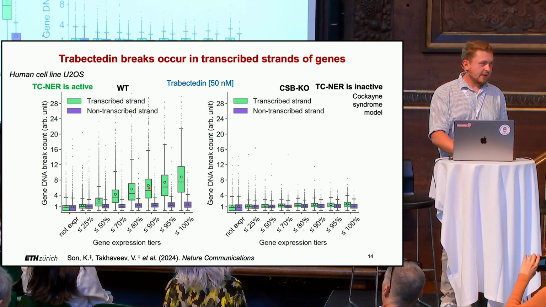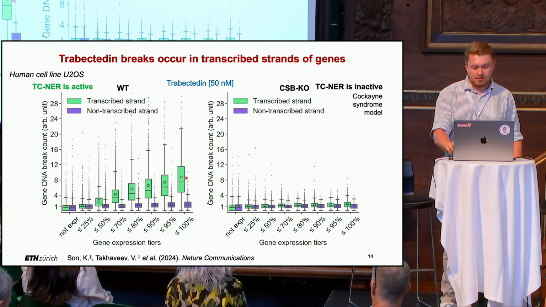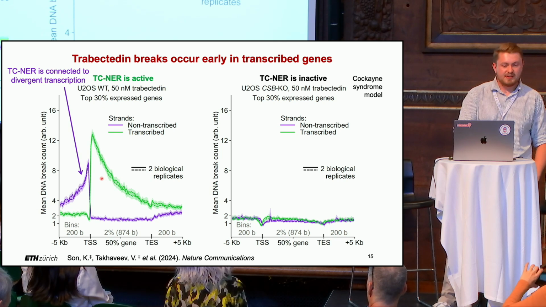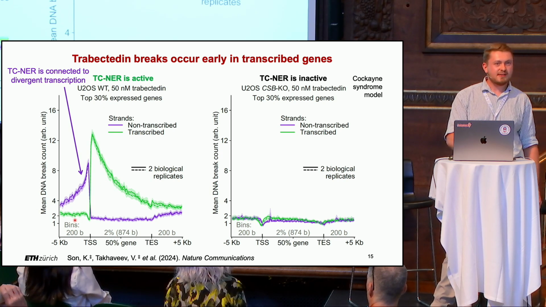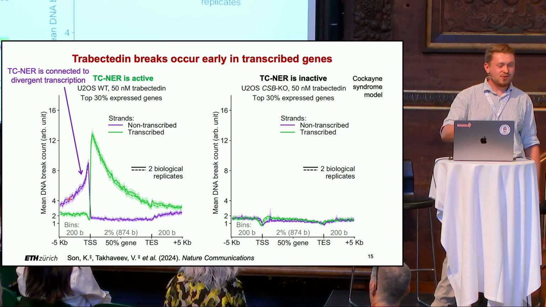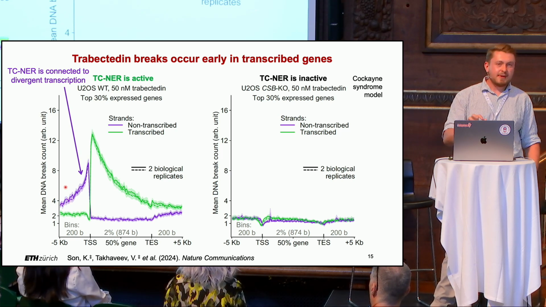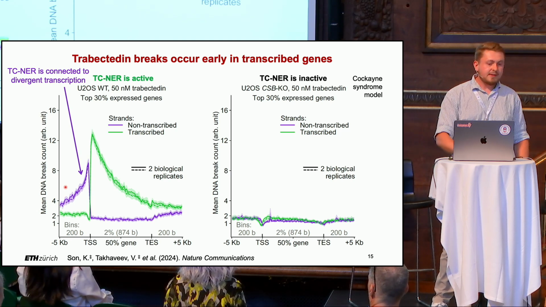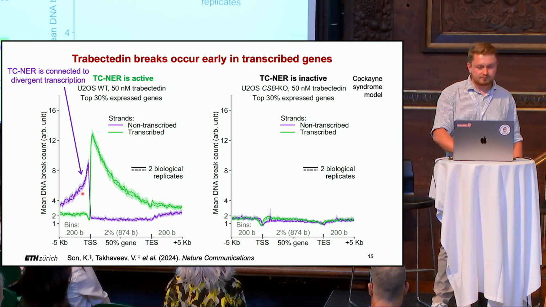Most of the trabectedin-induced breaks occur on the transcribed strands of genes, so in these green boxes, and as a function of gene expression. And DNA breaks peak at the beginning of the gene bodies. And there is an interesting swap right upstream of the transcription start site. Breaks occur on the non-transcribed strand from the gene body perspective. And this may be evidence that TC-NER works beyond genes and may be connected to so-called divergent transcription from promoters.